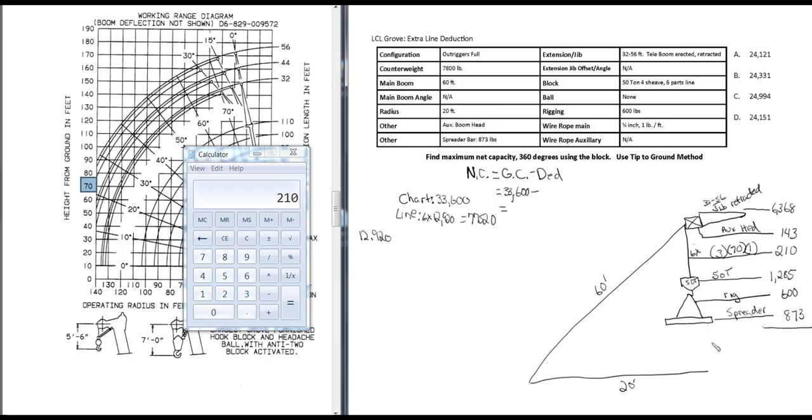Total these up. Quite a few components here, so be careful when you're plugging information into your calculator. It's real easy to hit a 5 when you meant to hit a 6.